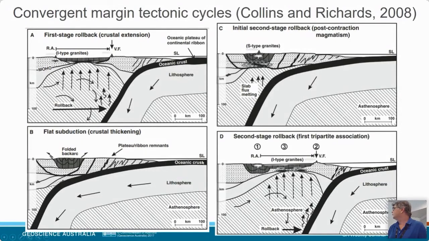Either the slab changes its style of subduction. And then you get the second stage rollback, and that involves extension and also post-contractional magmatism. And then finally, you end the cycle back to where you started from. And this was largely based on the Lachlan fold belt.